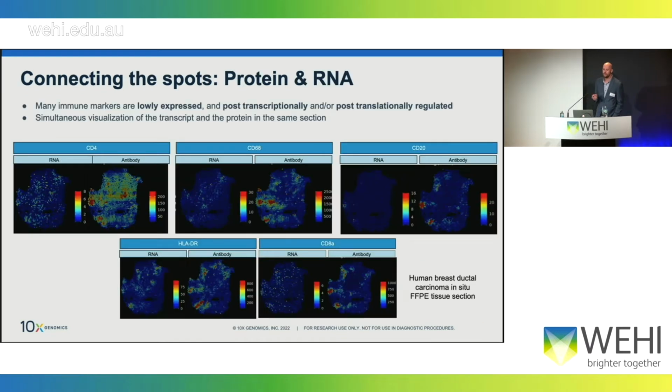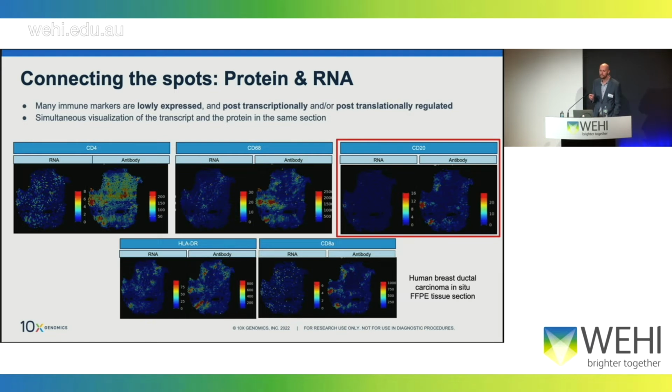So we're looking at an example of protein and RNA detection from the same tissue. Here we have results from an FFPE breast ductal carcinoma tissue section. We used a multiplexed oncology panel of antibodies alongside whole transcriptome gene expression. As you can see, several of the new marker genes are presented here. The left-hand panel for each gene shows the spatial location of the corresponding mRNA transcript, and the right-hand panel shows the spatial location of the corresponding protein.